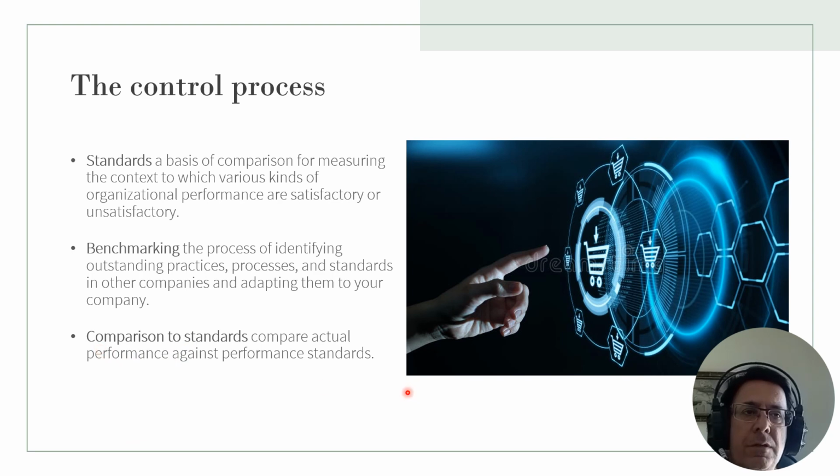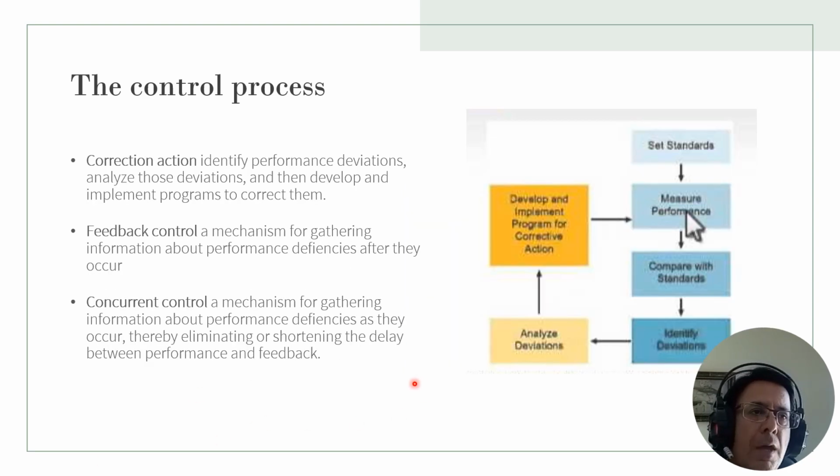Comparison to standards: we compare actual performance against the performance standard. So we just compare our actual performances to the desired performances. Now you can see the diagram here, and the corrective actions are what? They are identifying the performance deviations, analyzing those deviations, and then developing and implementing programs to correct them.